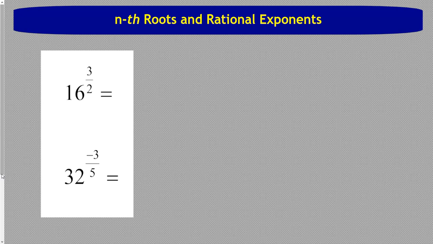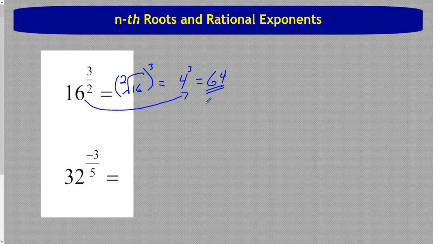So if you get something like these and it says to evaluate or just rewrite using radicals, this could be the square root of 16 to the 3rd power. Now let's evaluate that. What is the square root of 16? I know what that is. That's just 4 cubed. So 4 times 4 is 16 times 4 is 64. So 16 to the 3/2 power is 64.